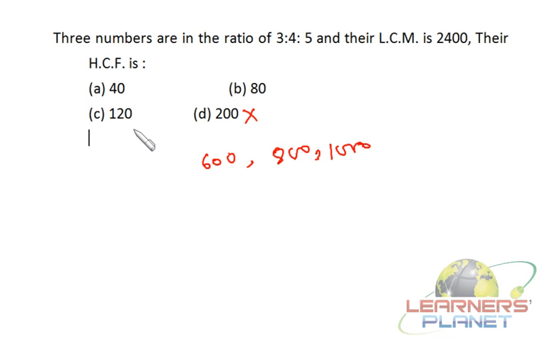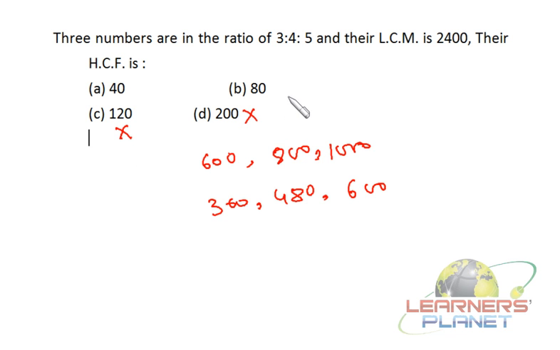Now it is 120, so 120 into 3 is 360, then 120 into 4 is 480, and 120 into 5 is 600. Now let's see, 2400 can be their LCM. 2400 is not a multiple of 9, but 360 is a multiple of 9. Definitely the LCM must be divisible by all of these numbers, but 2400 is not divisible by 360, so even it cannot be the correct choice.